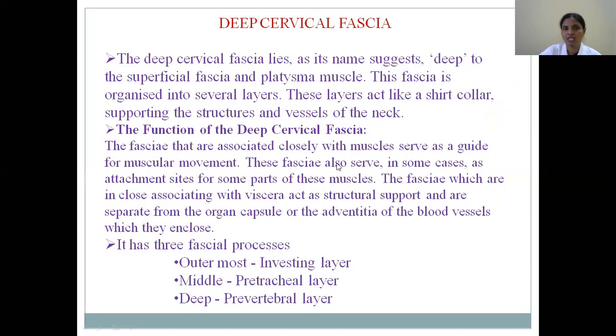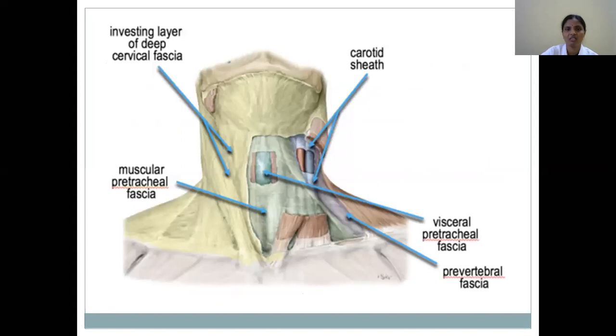Now coming to the deep cervical fascia. After removing the superficial fascia, meaning the cutaneous nerves, vessels, and the important subcutaneous muscle, and reflecting all these structures, you can appreciate the deep fascia. Here you see, this is the deep fascia. Just after seeing all these structures, we can appreciate this. This deep fascia is divided.